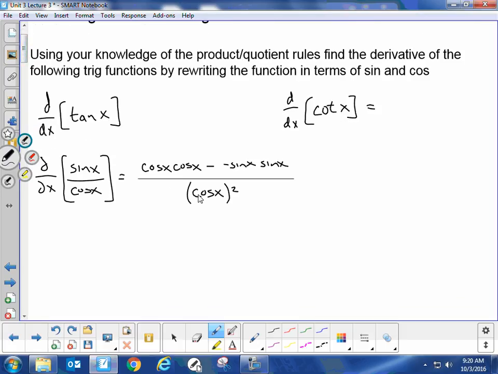Now, it's important to note that cosine of x squared can also be written as cos squared of x. These are equivalent. Okay, so make sure we know that the square being over the cosine means you're just taking the cosine of the value and then squaring it. So I can really write this, just to simplify, as cos squared x plus sine squared x over cos squared x.